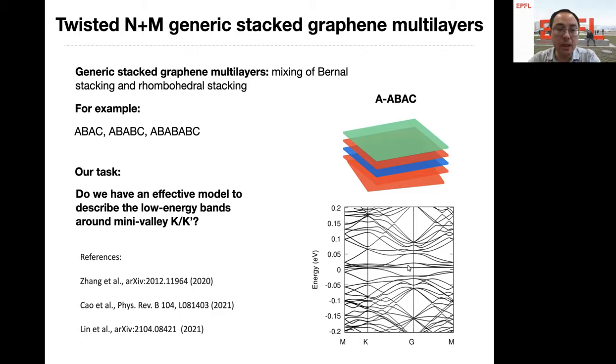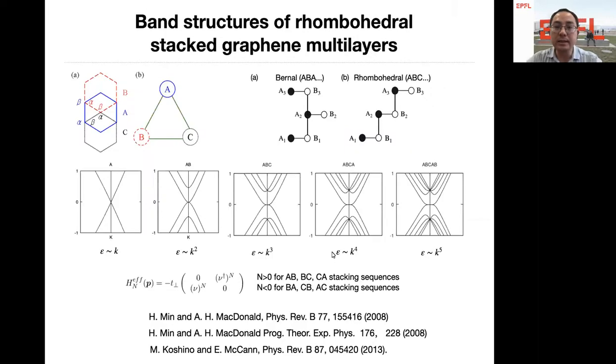So we want to ask, can we build an effective model for the low energy states by just looking at the stacking configuration? To answer this question, we would like to review the band structure of the generic stacking graphene multilayers. This work was done in 2018 by me and McDonald.